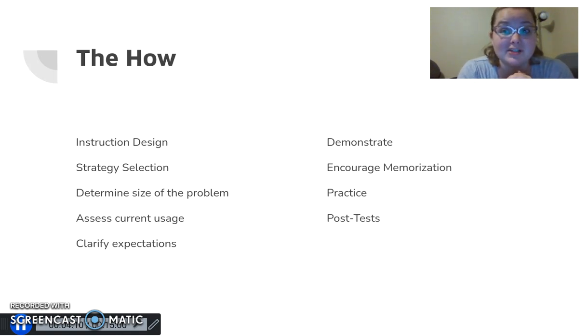Clarify the expectations. Let them know up front, look, this that I'm about to teach you, here's what it's good for. It's going to make you get your homework done a lot faster so you can get onto your baseball or video games or whatever it is. Give them the reason why they would want to pay attention. Give them the motivation. Demonstrate.